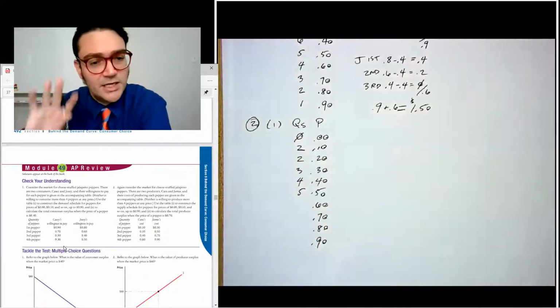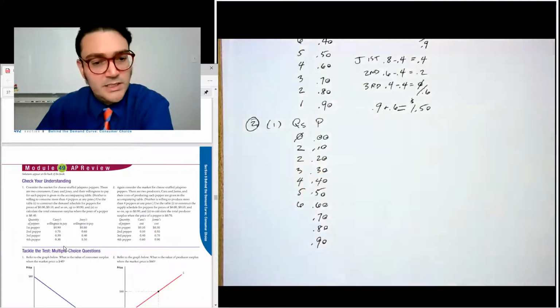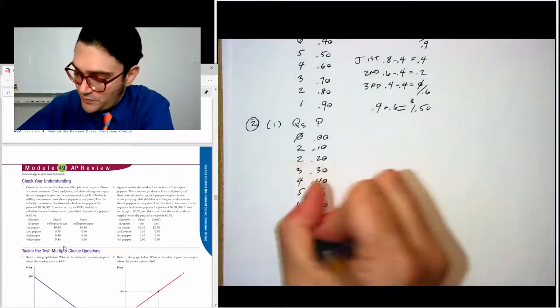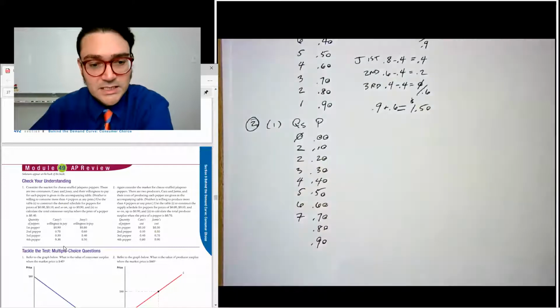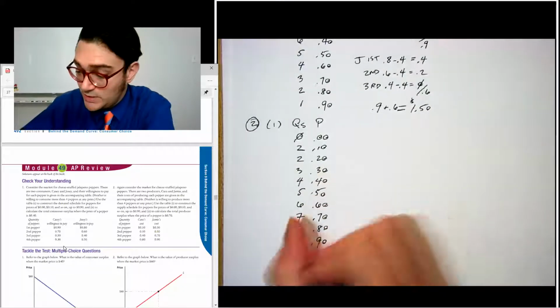60 cents, Kara comes in with her fourth pepper, so we're at 4. Jamie still has only 2, so 4 plus 2 is 6. 70 cents, Kara's willing to do 4, Jamie's willing to do 3, so that's 7. At 80 cents, we're still at 7, and at 90 cents, we'll do 8.